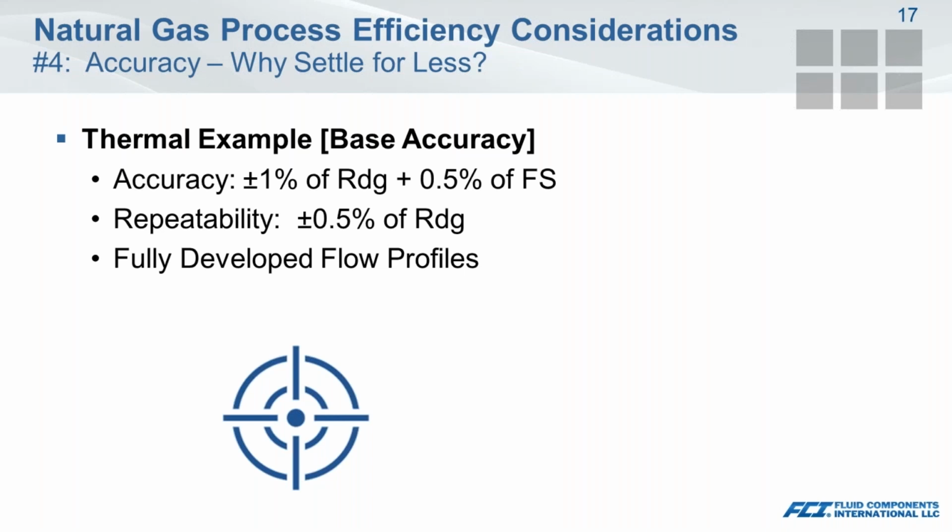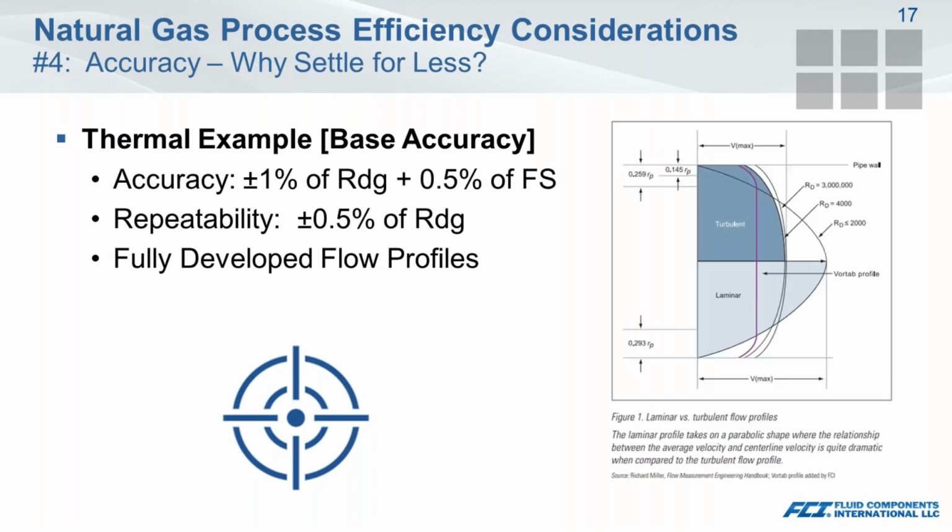Other things you have to take into account with different technologies is the fully developed flow profiles. When we calibrate an instrument, it's under ideal conditions, and we've got to keep that in mind. So we're looking to calibrate for either that laminar or turbulent flow, depending upon where I'm at in my flow measurement range. From that perspective, a lot of times you're looking for 20 diameters upstream, 10 diameters downstream, to give you that straight run that's going to allow for that fully developed profile to occur.